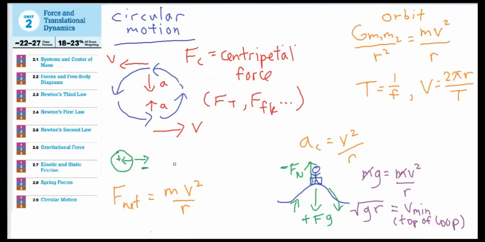In that case, there's also something else to consider, which would be the minimum velocity required to complete a loop, which is the square root of g times r. I showed you the setup and a little bit of the mathematics behind that. But long story short, square root of g times r is your minimum velocity at the top of a vertical loop.